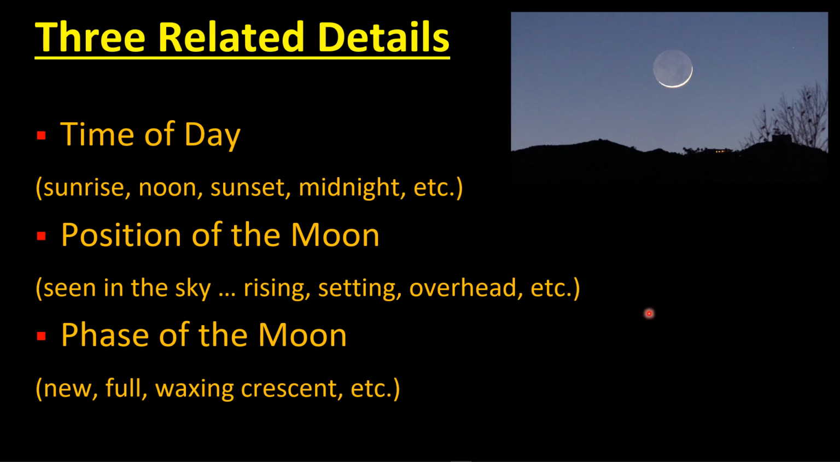Now, the way that this works is all three of these rely on each other. They're all intertwined. So if you were to know two of them and the third piece of information was missing, what you know of the first two will tell you the third. In other words, the phase of the moon determines the time of day and the position of the moon. Or if you know what time of day it is and you know the phase of the moon, those two things determine how you're going to see it in the sky.